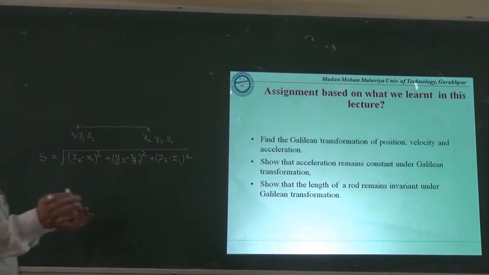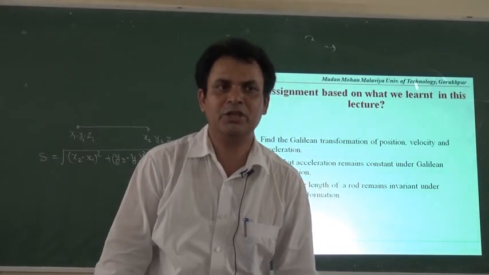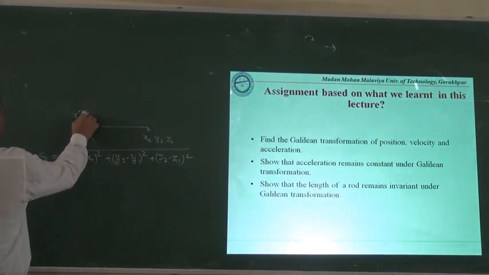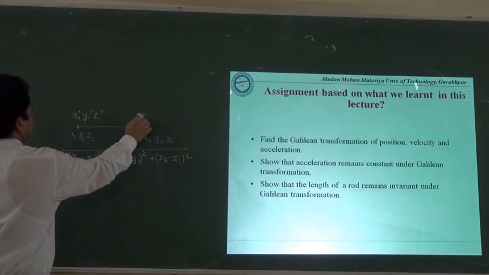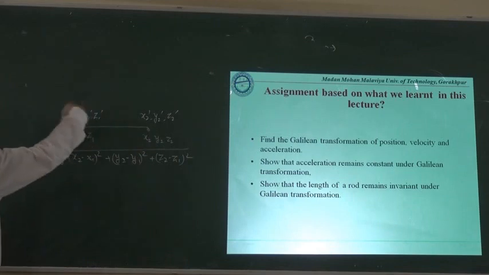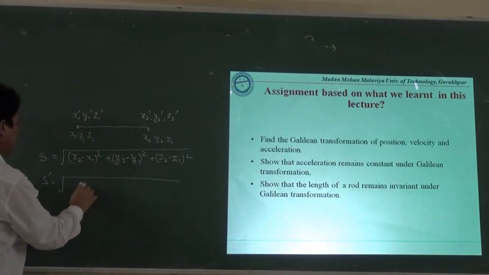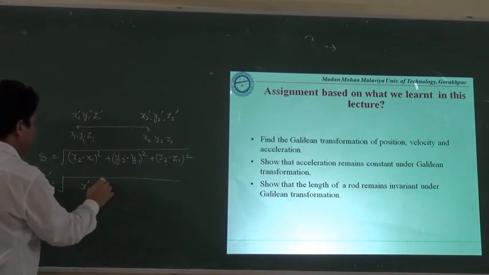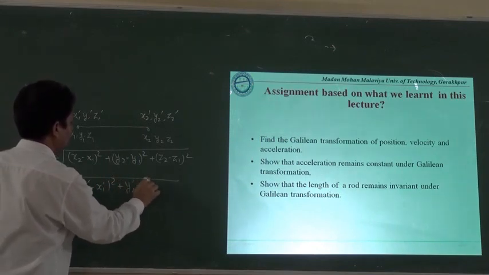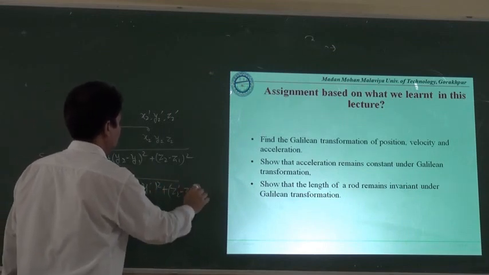Now if anybody is asking what the situation will be when it is observed by an observer in the moving frame of reference, then the information will be x1 dash, y1 dash, z1 dash, x2 dash, y2 dash, z2 dash, and we take the difference. Then s dash is equal to the square root of (x2 dash minus x1 dash) whole square plus (y2 dash minus y1 dash) whole square plus (z2 dash minus z1 dash) whole square.